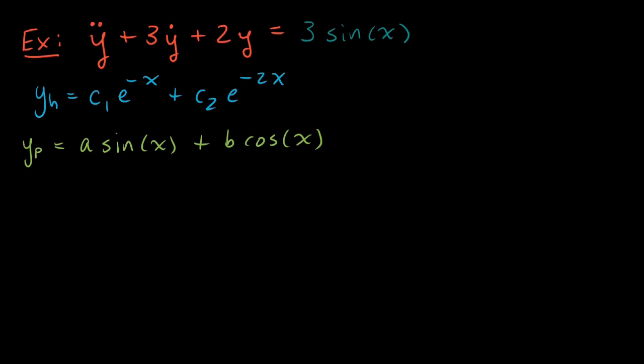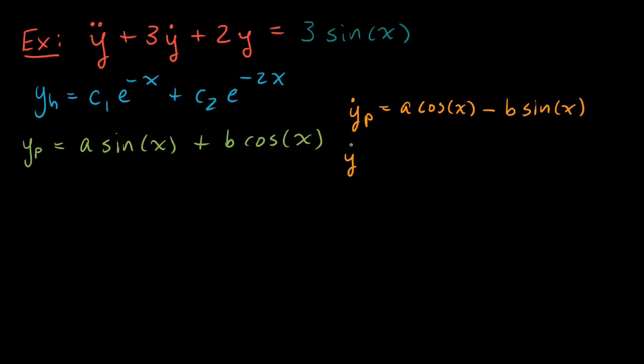Okay, so the first step in doing that is looking at what the first and second derivatives of y sub p are. So y sub p dot is going to equal, well, if I have a times the sine, the derivative of sine is cosine, so I'll have a times the cosine of x, and then I have cosine of x as the second term. The derivative of cosine is negative sine, so that'll be minus b times the sine of x. Okay, so that's the first derivative.